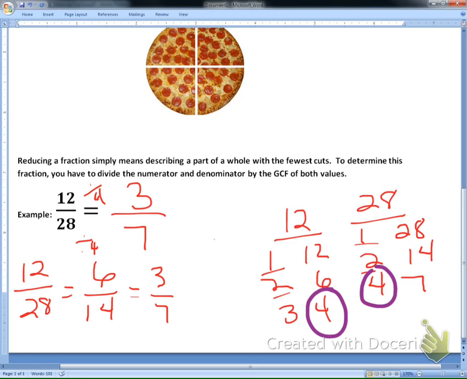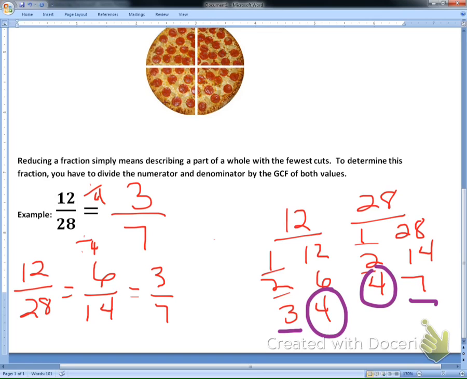Notice I circled the 4s on each one of those factor pairs, and I told you before I really like it when you write it as factor pairs. Look what numbers are right beside the greatest common factor. Do you see the 3 and the 7? That's right. If you write factor pairs of any fraction and find the greatest common factor, the reduced fraction will always be sitting right beside the greatest common factor.